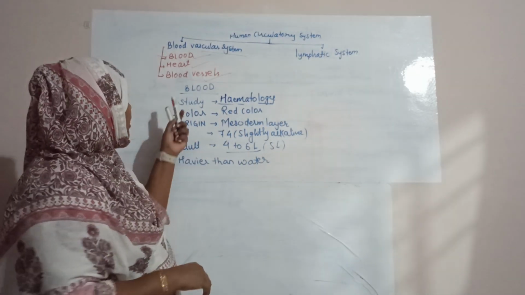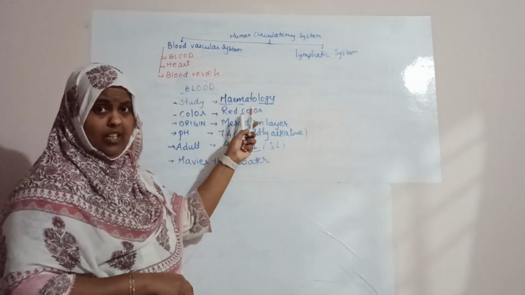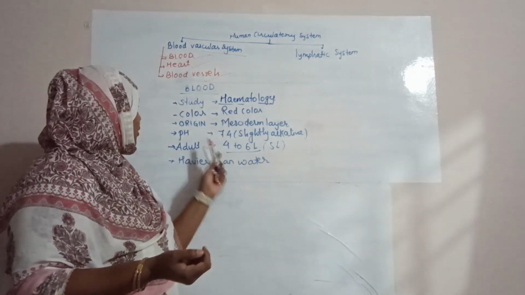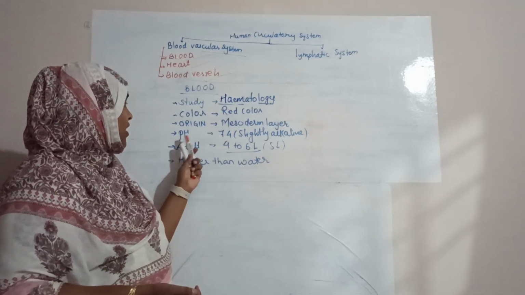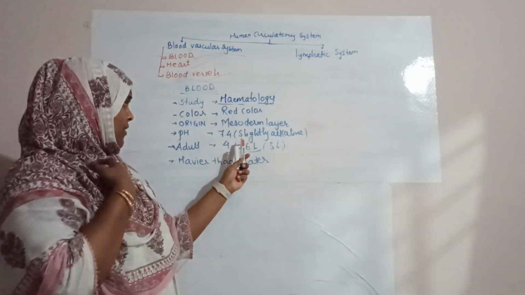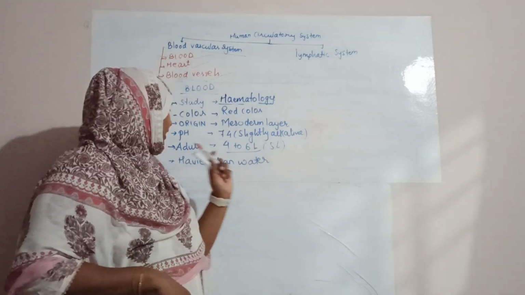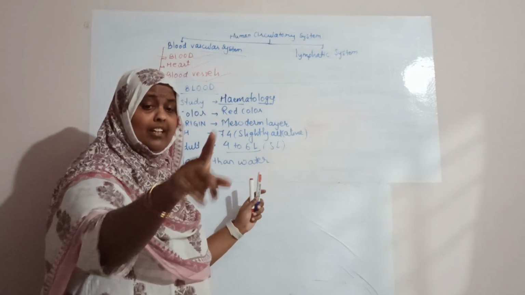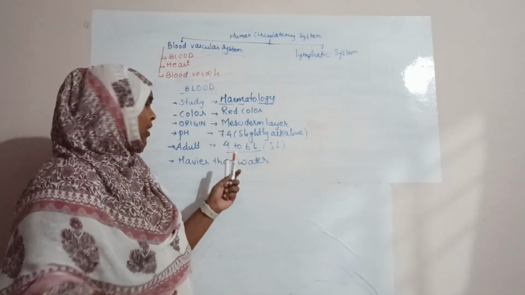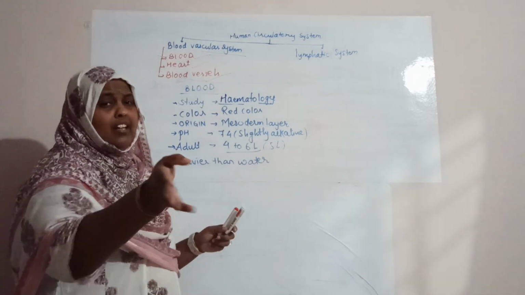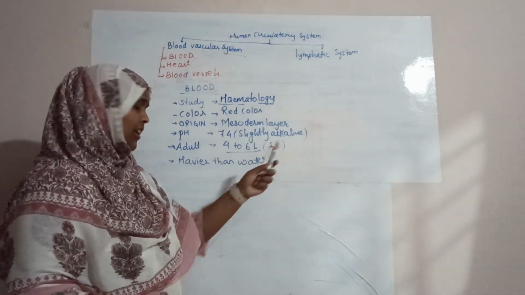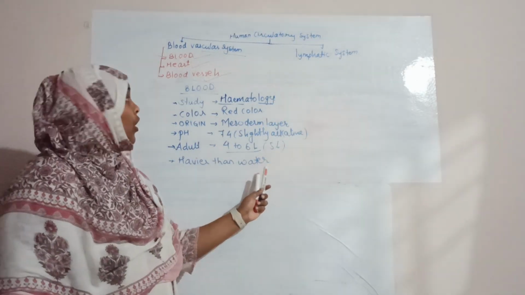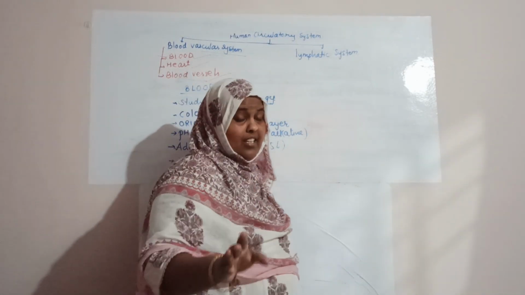This is some introduction. The study of blood is hematology. What is the color of your blood? Red color. Origin: mesoderm. pH of the blood 7.4, slightly alkaline. In an adult, what is the volume of the blood? According to your NCERT, it is 5 liters. In some books they mention 4 to 6 liters, when the board is changed, in a different book they mention it. And it is heavier than water also. Understand this thing? Please note down.